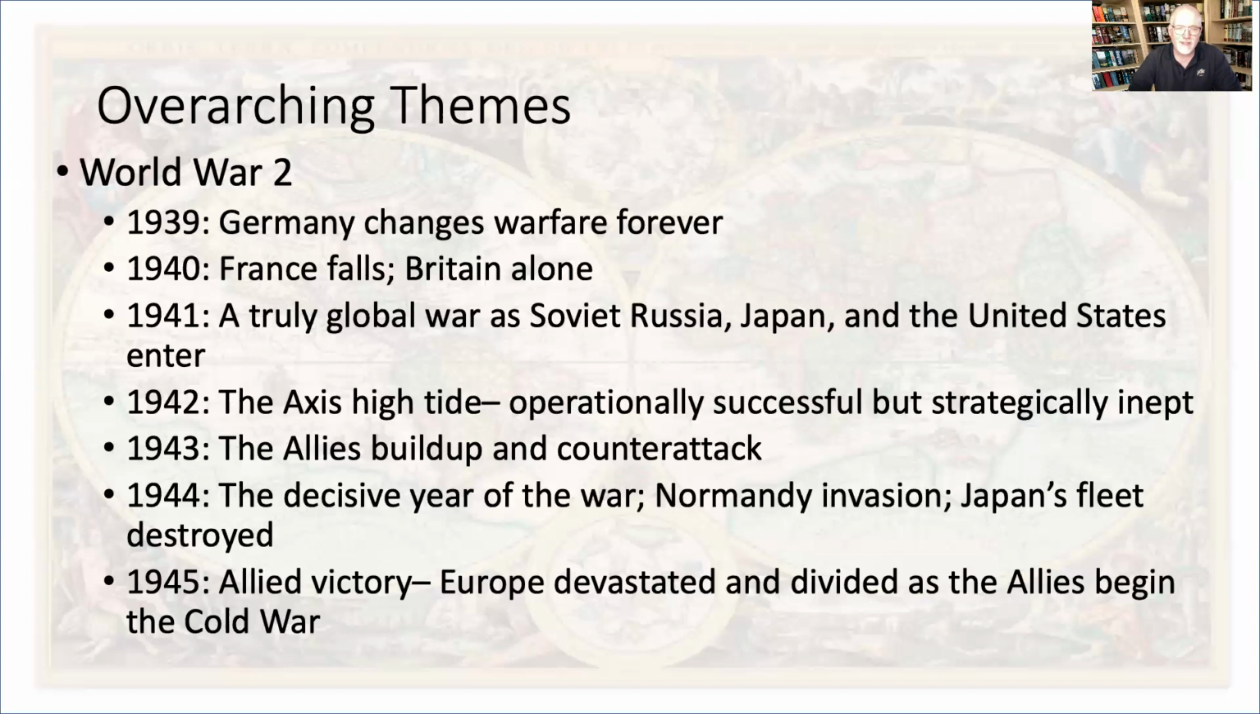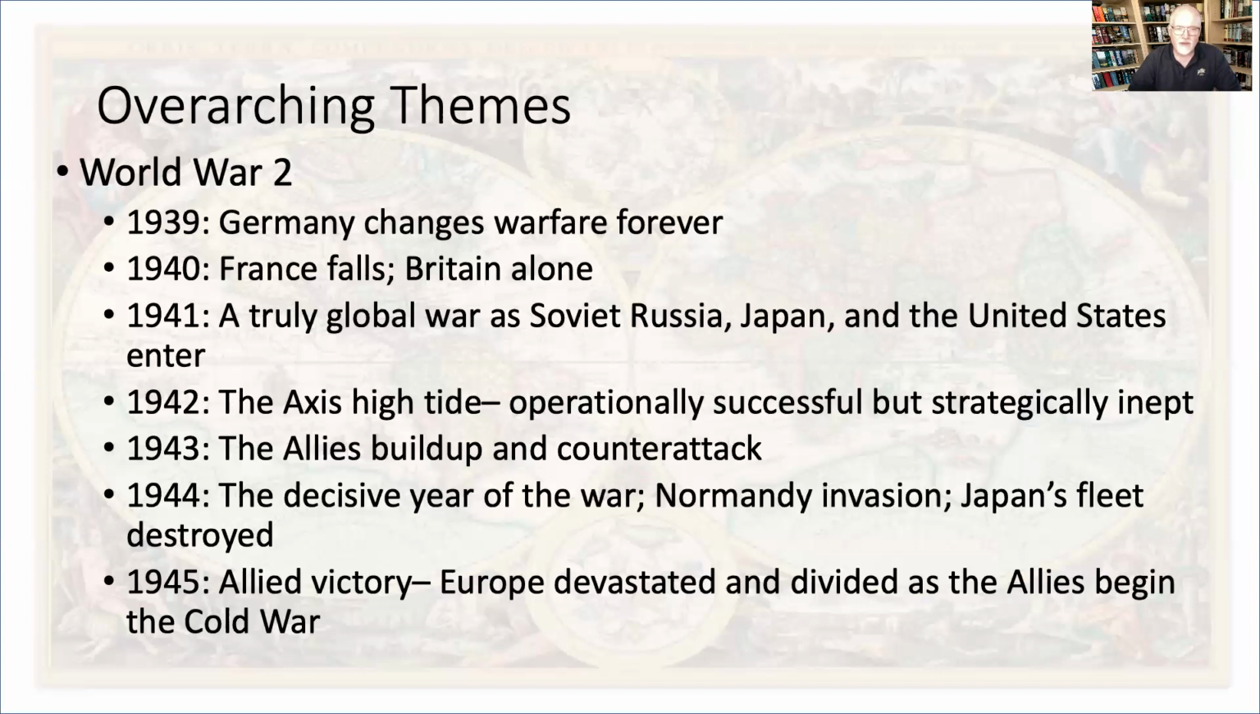The US is moving steadily across the Central Pacific. And by the end of the year, the last great German offensive has been turned back, and the Allies are ready to begin the final conquest of Germany and Japan.